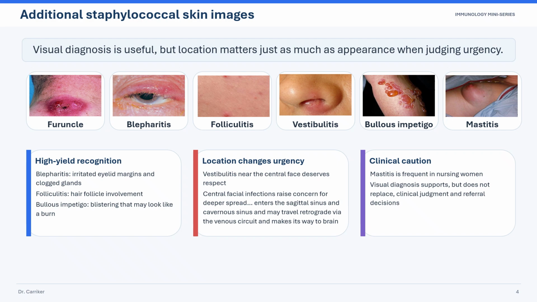So staph in this central portion of the face, the nose primarily, is often emergent. Now, it can work its way back to the brain and result in deeper central nervous system infections, so it should definitely be treated immediately. So this is where we talk about the high yield recognition, but then the location changes the urgency. So keep those things in mind, and we'll use clinical caution where visual diagnosis supports something, but it doesn't replace clinical judgment and referral decisions. So be conscientious when we are working with or seeing some of these staphylococcal skin infections.